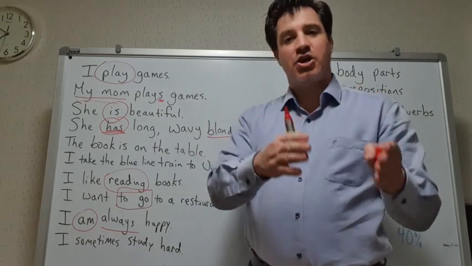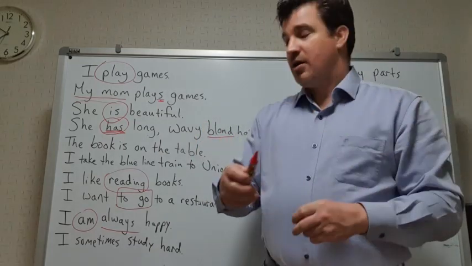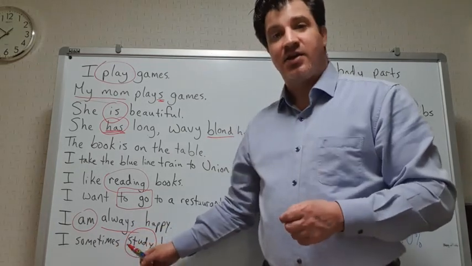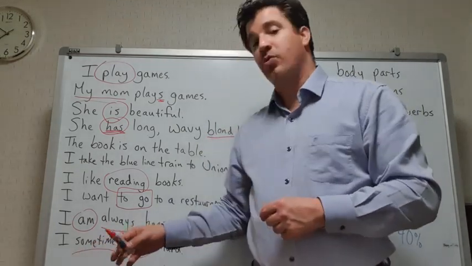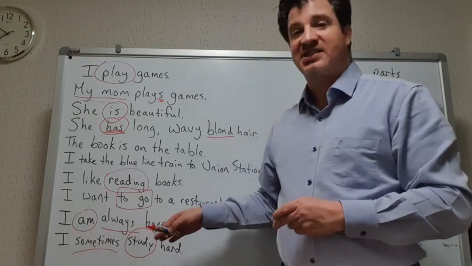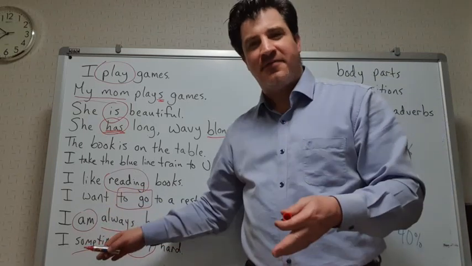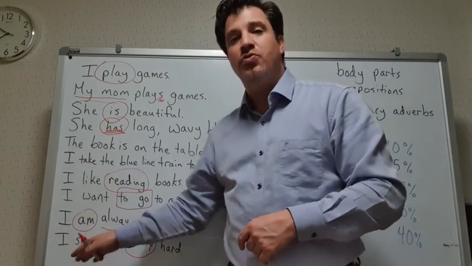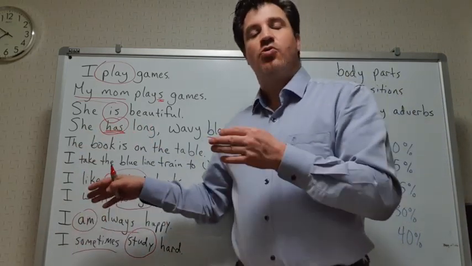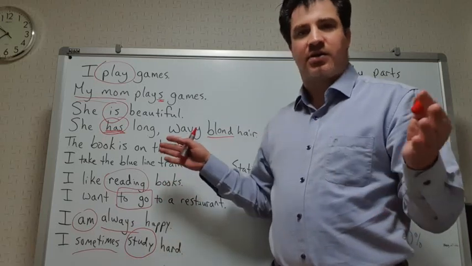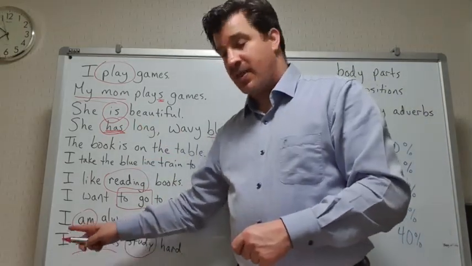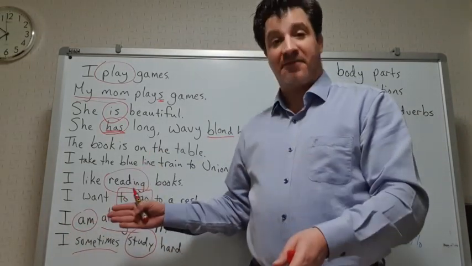He is usually late. And an action verb like study comes after the word. I sometimes study hard. I never read comic books. I usually play games. I rarely drink cola. Action verbs come after. Be verbs come first.